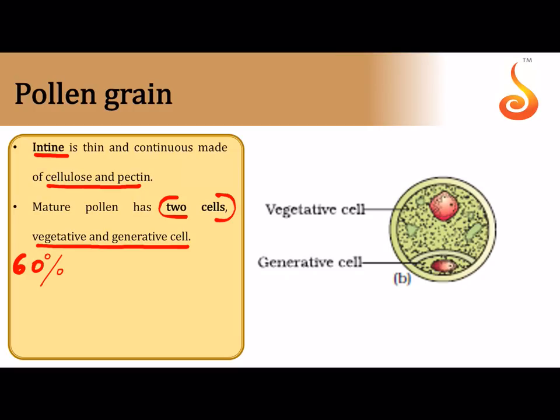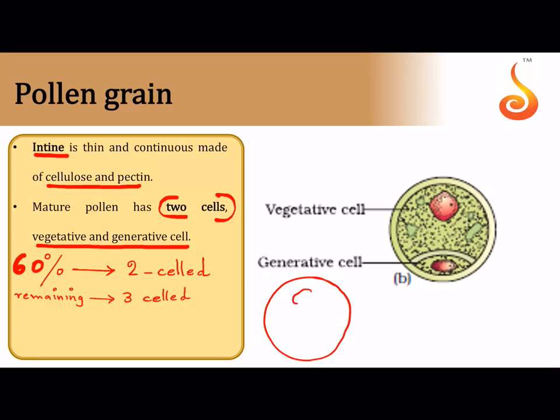In 60% of all the angiosperms, the pollen grain is released from the anther. In what cell stage? In two-cell stage. In the remaining species of angiosperms, they are usually released in what cell stage? In the three-cell stage. What is this three-cell stage? In three-cell stage, what happens is, so this is the pollen grain. Okay, this is the vegetative cell nucleus. This is the cytoplasm of the vegetative cell, and I told you that inside the cytoplasm of the vegetative cell there is a generative cell.